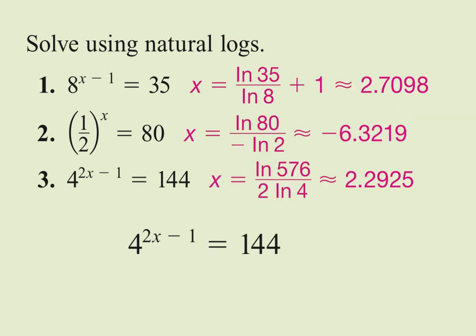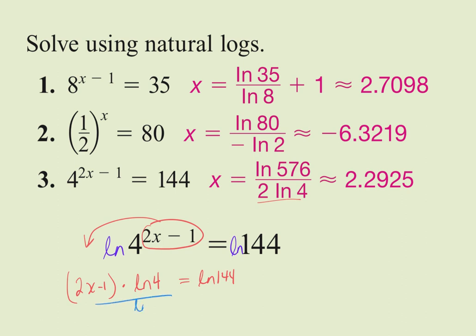To solve this using natural logs, you're going to just do natural log of both sides. Once you do that, you can move this over. And they actually set this up differently, but we're going to get the same answer. So 2x minus 1 is what I have here, times ln of 4 equals ln of 144. Divide both sides by that ln of 4. You get 2x minus 1 equals ln of 144 over ln of 4.